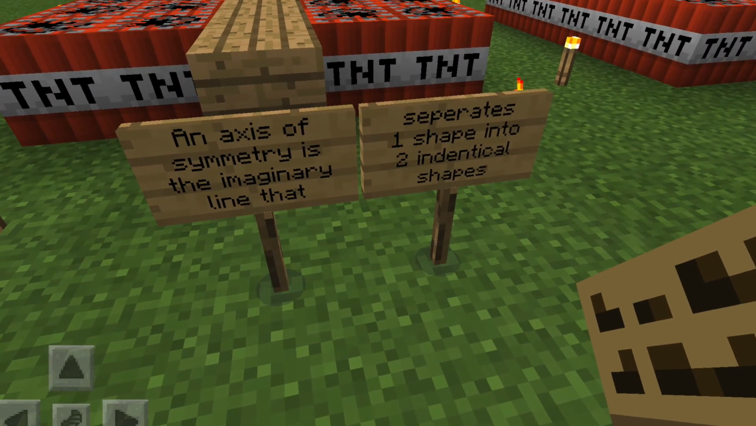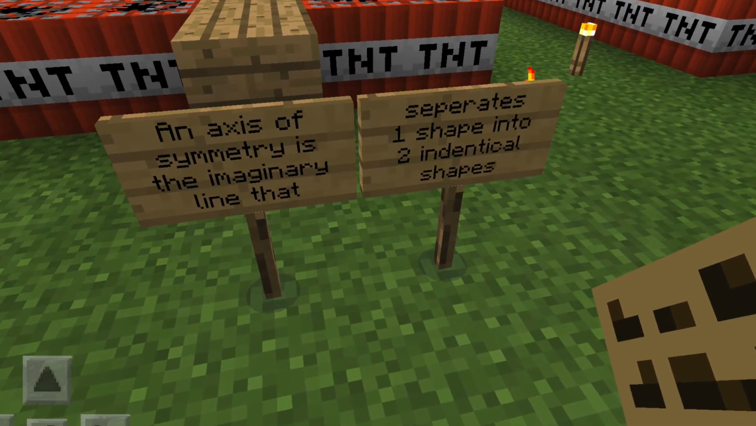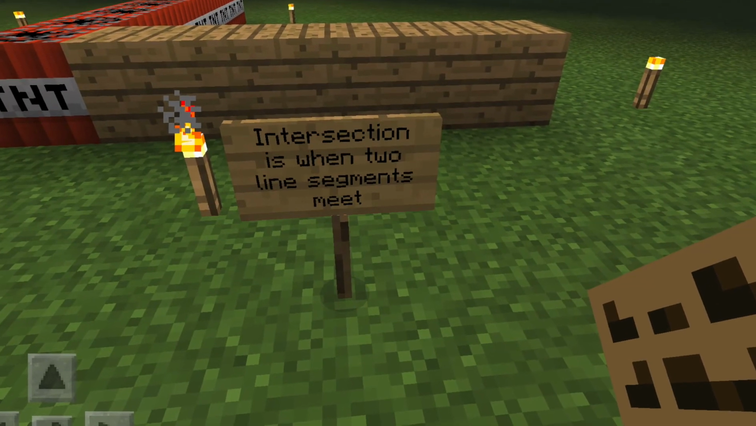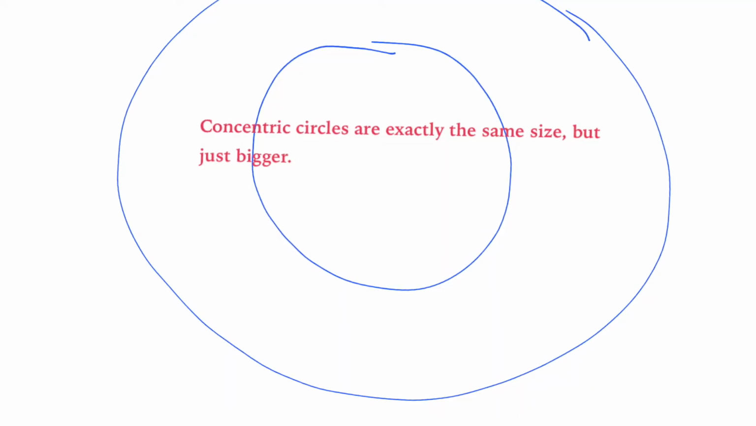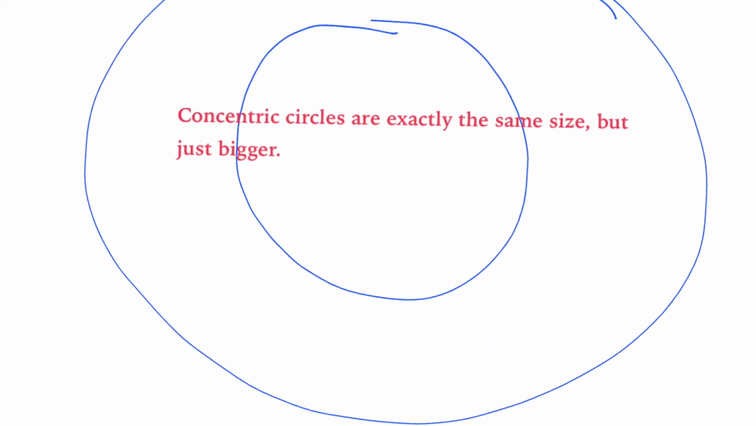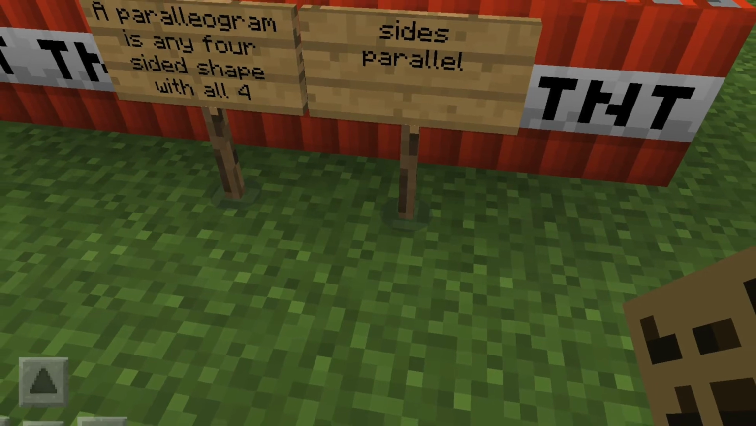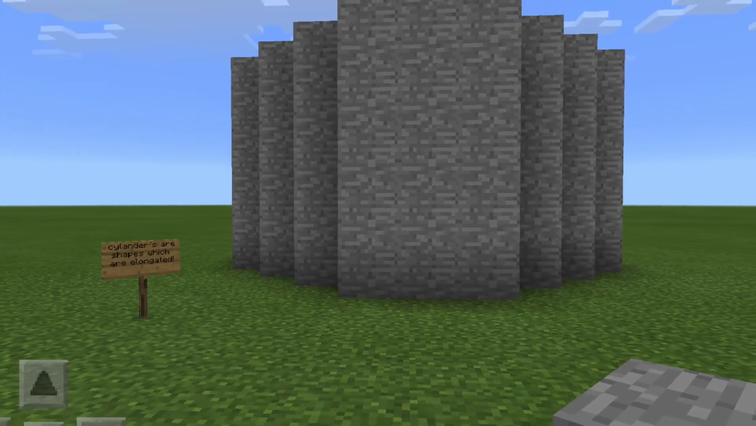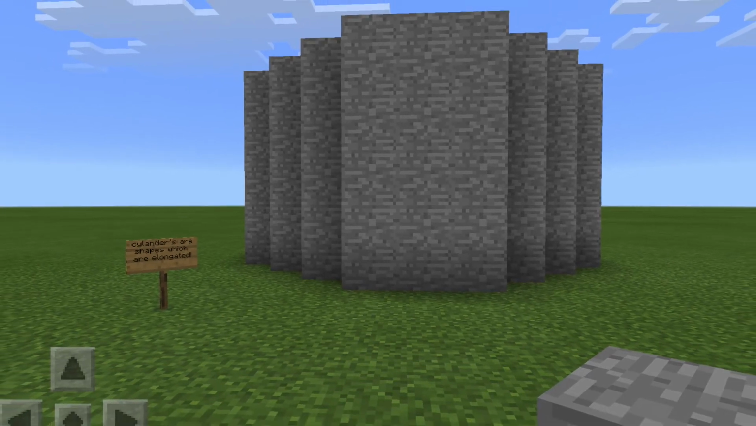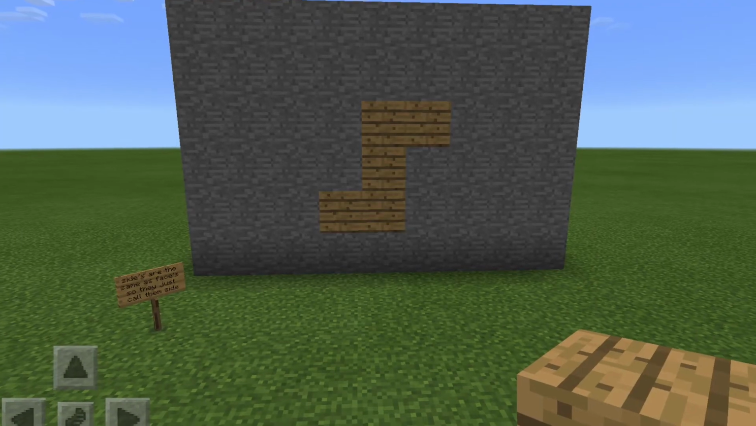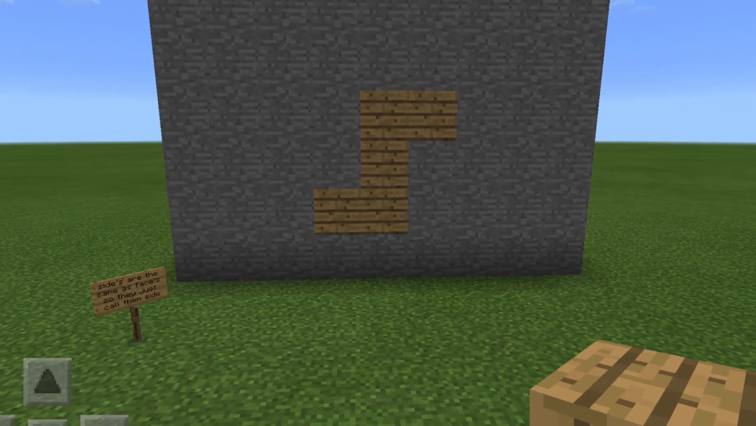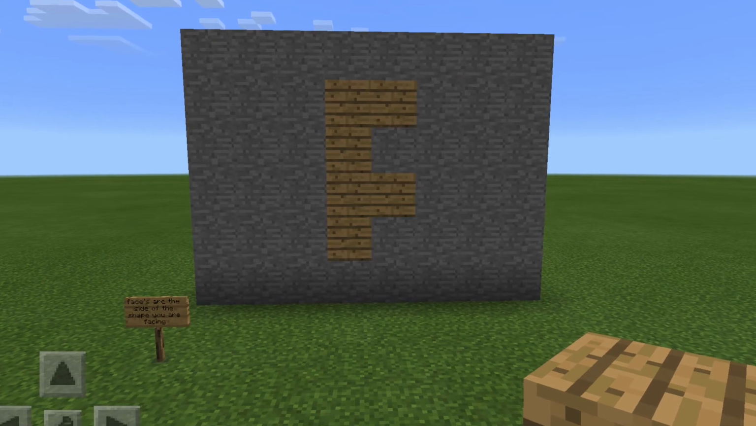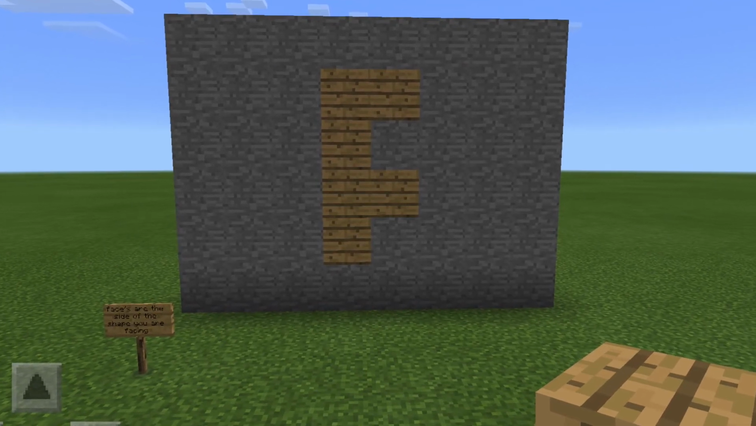An axis of symmetry is the imaginary line that separates one shape into 2 identical shapes. A parallelogram is a 4-sided shape with opposite sides that never meet. Cylinders are shapes which are 3D and elongated. The side of a shape is the same as the face. It's just referred to as the side. The face of a shape is the side of it which is facing you.